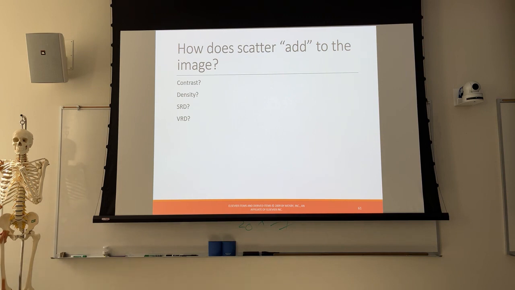So sharpness of recorded detail, can it affect sharpness of recorded detail? Yes. Sharpness of recorded detail, just the scatter, no. The thickness can potentially because of OID issues, but the scatter all by itself is not going to affect your sharpness of recorded detail. It's all about visibility functions.